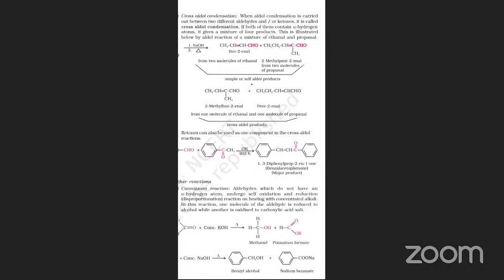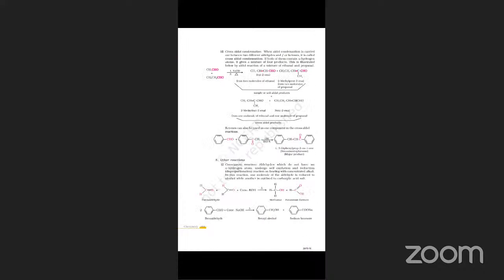So this is about the aldol condensation reaction. We have seen self-aldol reactions and crossed aldol reactions, and definitely the reactants we take in this reaction should have the alpha hydrogen. In the aldol reaction we get a mixture of ethanal and propanal products here.